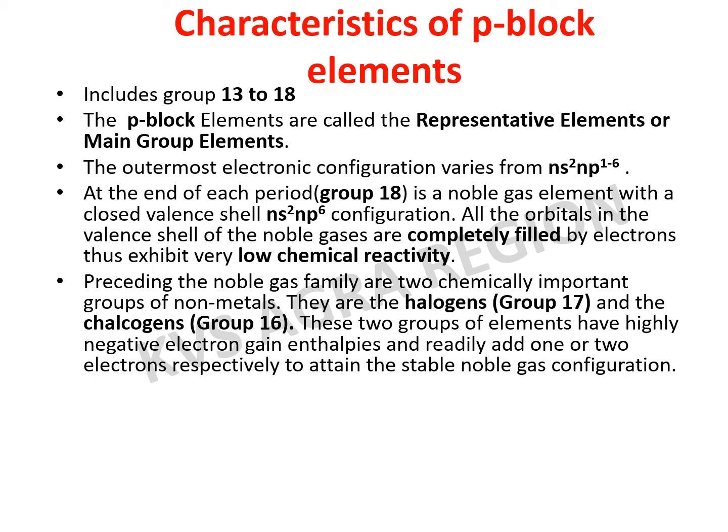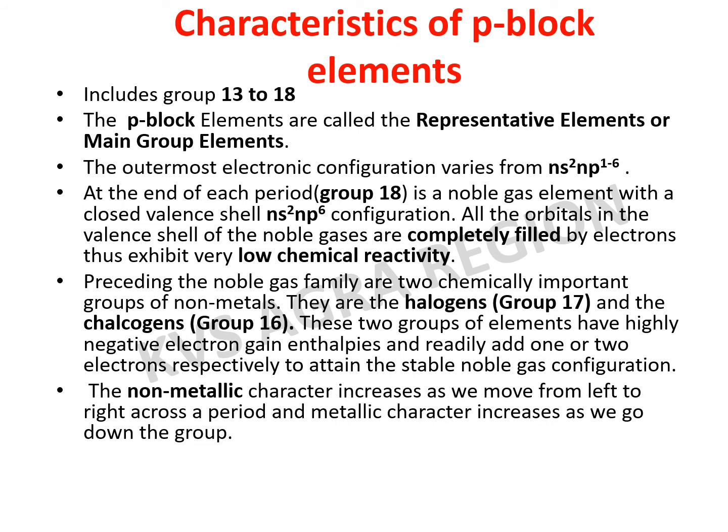Preceding the noble gas family are two chemically important groups of non-metals. They are halogens, group 17, and chalcogens, group 16. These two groups of elements have highly negative electron gain enthalpies and readily add 1 or 2 electrons respectively to attain the stable noble gas configuration. The non-metallic character increases as we move from left to right across a period, and metallic character increases as we go down the group from top to bottom. Here, helium is again an exception in group 18 because it does not have ns2 np1 to 6 configuration, but it has ns2 configuration where the s orbital is completely filled.